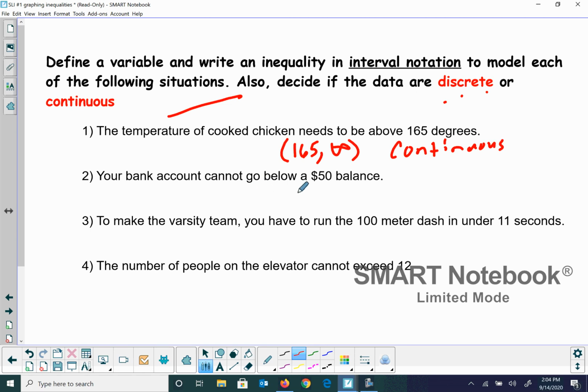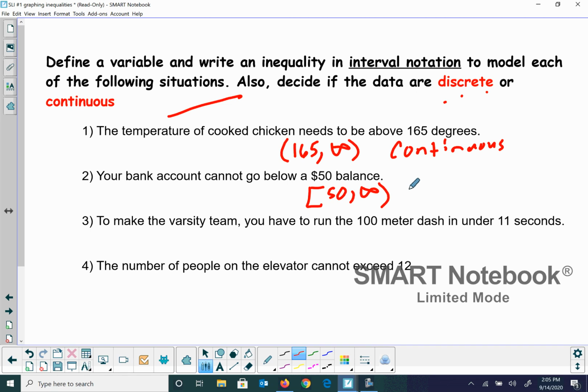Your bank account cannot go below a $50 balance. So we could be at 50, but then we could have an infinite amount of money. Boy, wouldn't that be nice? An infinite amount of money, buy anything we want. Have some cars I'd keep my eye on.